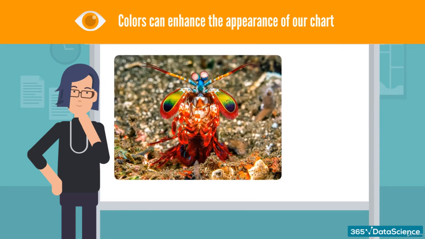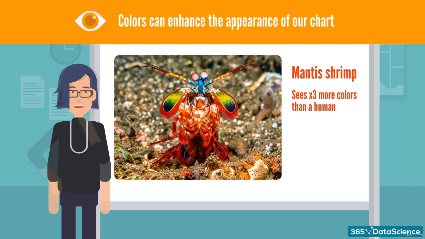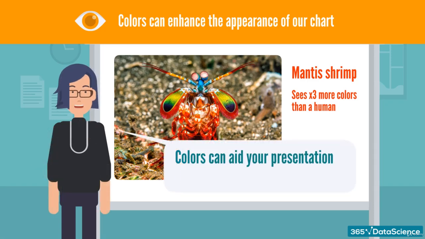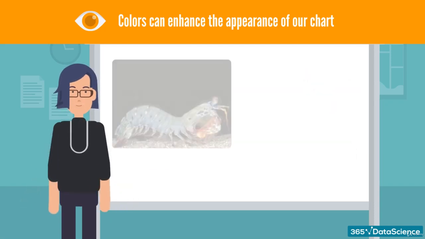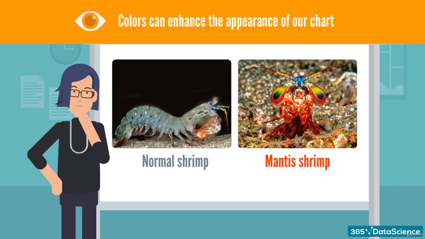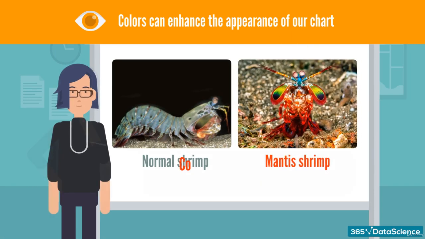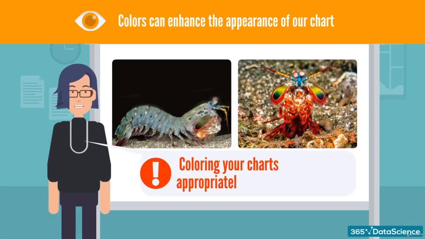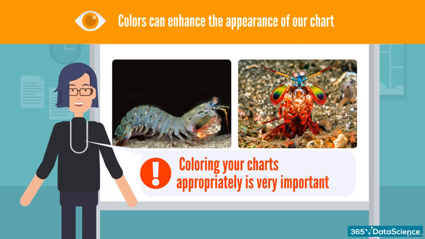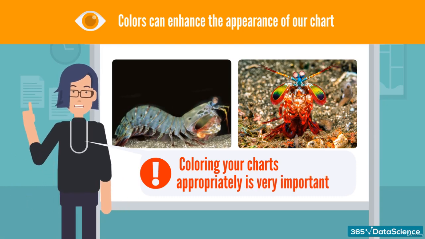The colors on this creature are truly magnificent, and with reason. This is a mantis shrimp, the creature that practically sees 3 times more colors than a human. It's here to tell us that colors can aid your presentation tremendously. They can turn it from a dull shrimp into a glorious creation. So coloring your charts appropriately is very important. Thanks, mantis shrimp, for teaching us that.